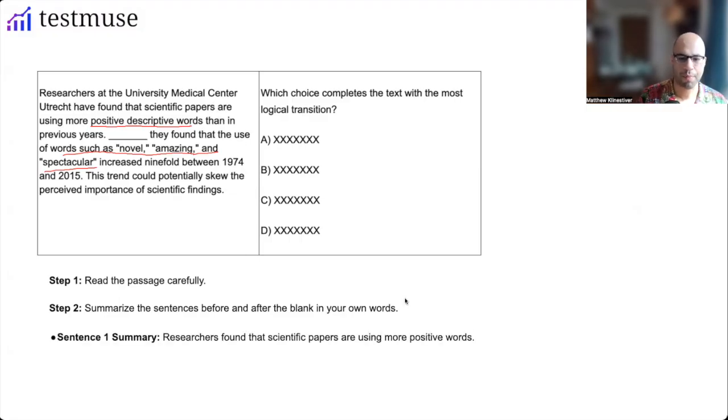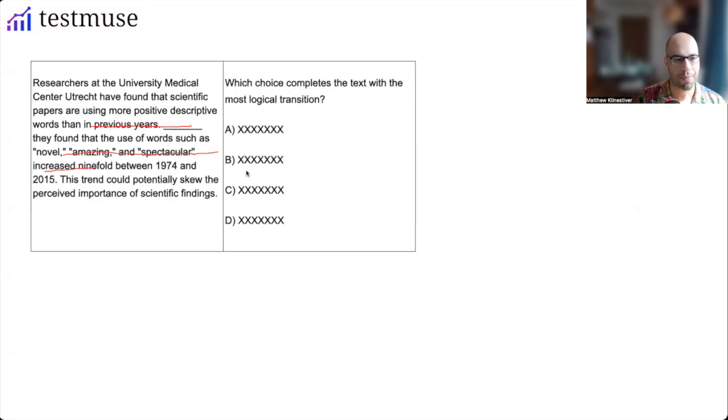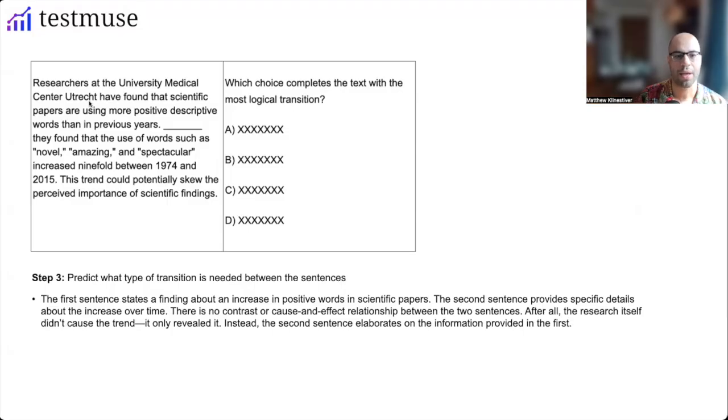So they found scientific papers are using positive words. That's our sentence one summary. And that use actually increased over a time period. So to me, that is definitely not contrast, maybe cause and effect, but let's think. Okay, so here I'm saying that there is an increase in positive words, and then we're getting more details about what words. Is there cause and effect? Well, therefore, because research papers are using more positive descriptive words, therefore they found the use of words increased.